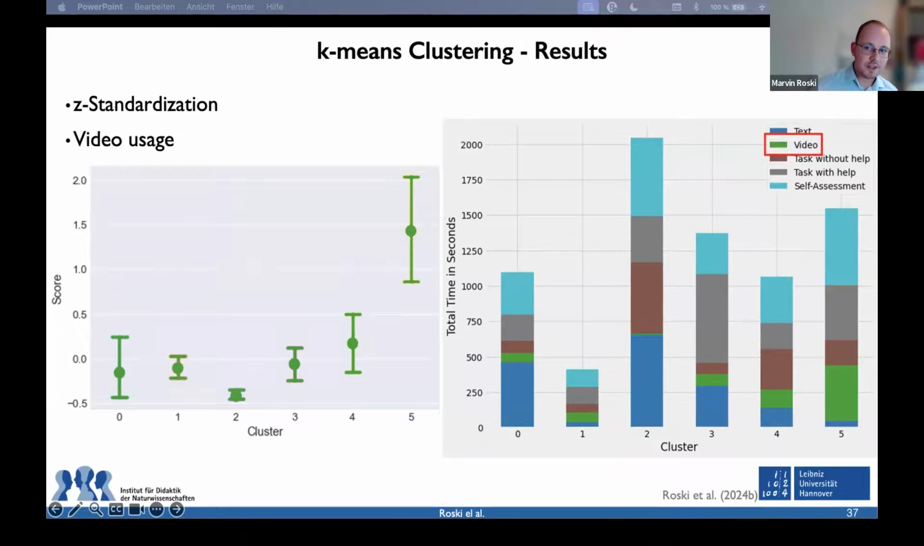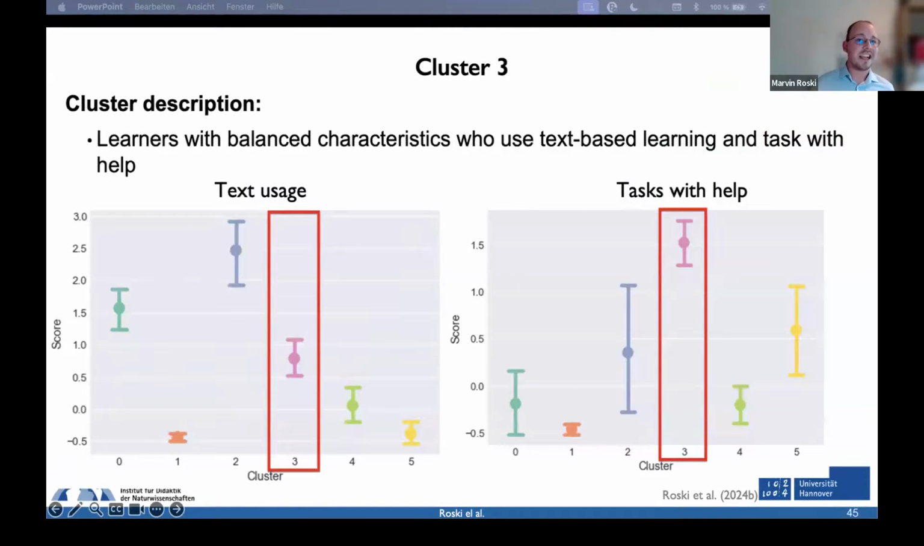Unfortunately, time does not permit us to take a close look at all of the clusters, but we can look at 2 clusters for now. So for example, cluster 3, the cluster description of this cluster is learners with balanced characteristics. So we have not mainly female learners or mainly male learners, with balanced characteristics, who used text-based learning and tasks with help. So they invest quite a lot of time in text usage, but also a lot of time in tasks with help. So they need a lot of time to do these tasks with help or with support.